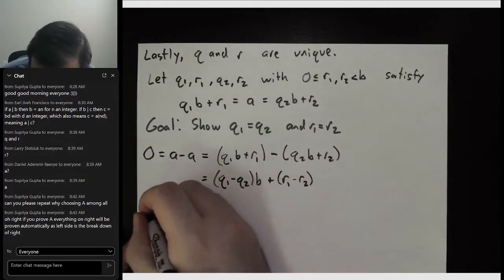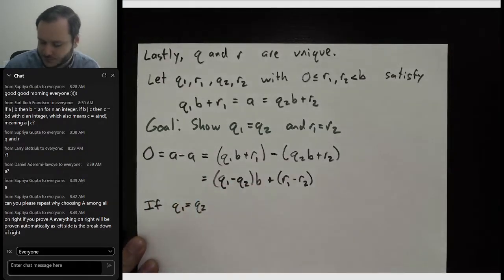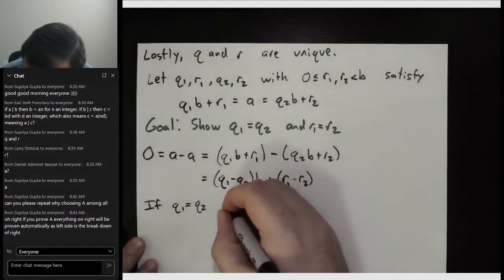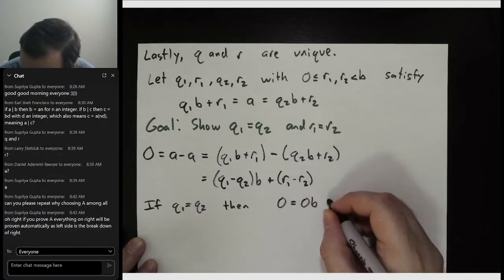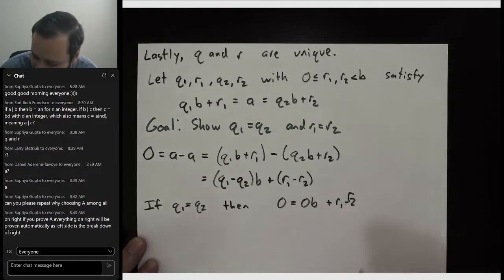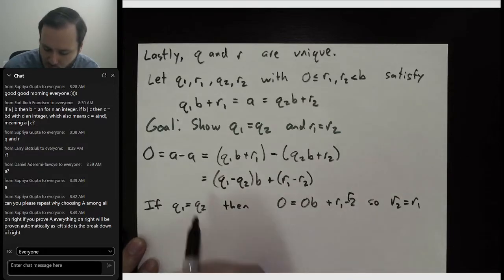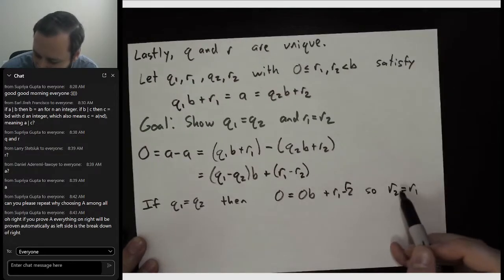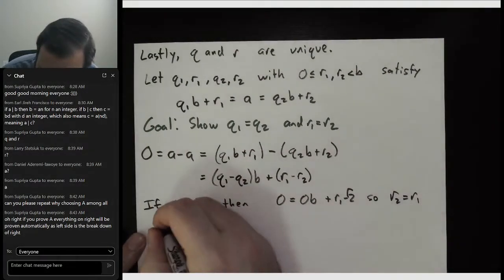Okay. So if Q1 is equal to Q2, then this says 0 is equal to 0 times B plus R1 minus R2. And if I add R2 to the other side, I get R2 is equal to R1. And that's what I want to show. Q1 is equal to Q2, R2 is equal to R1. I've met my goal. So the answer is unique.